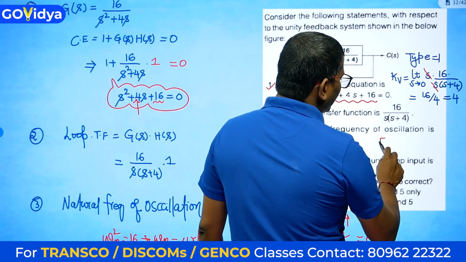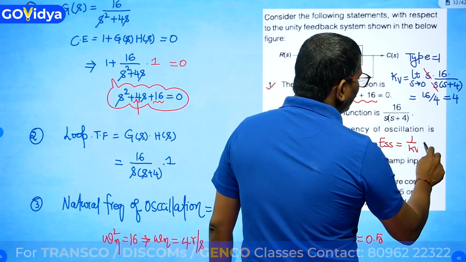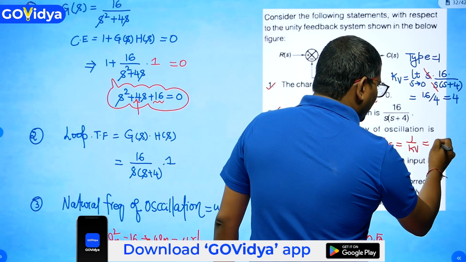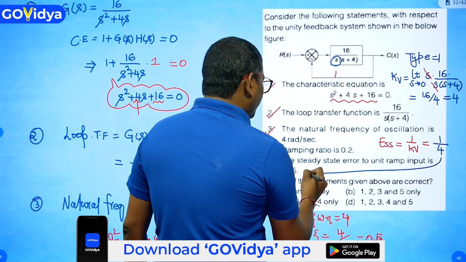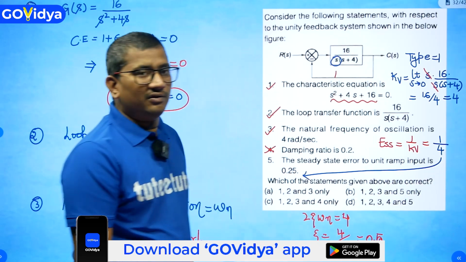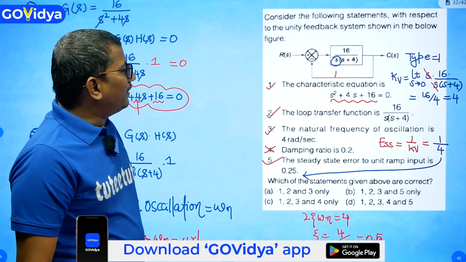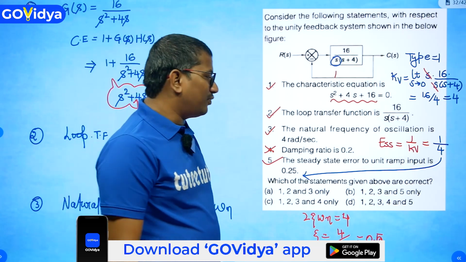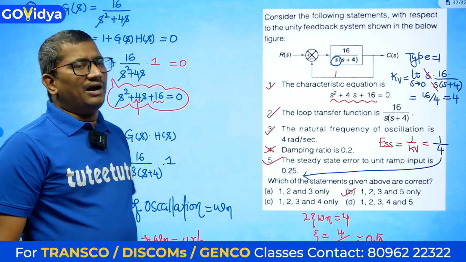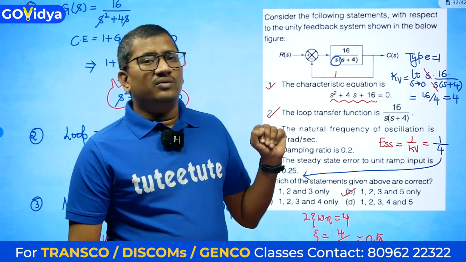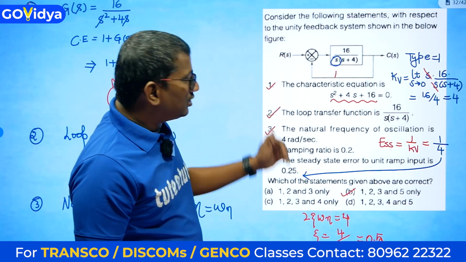Can I say steady state error is nothing but 1 upon Kv, which is nothing but 1 upon 4, which is nothing but 0.25. Correct? 1 by 4 is 0.25. So therefore this option is also correct. So out of 5 options, 4 options are correct except option 4. Therefore can I say option B is correct? Yes. It looks somewhat lengthy, but if you have good practice on these kinds of models, you will be able to solve very quickly. Okay, so this is how we have to solve this question.